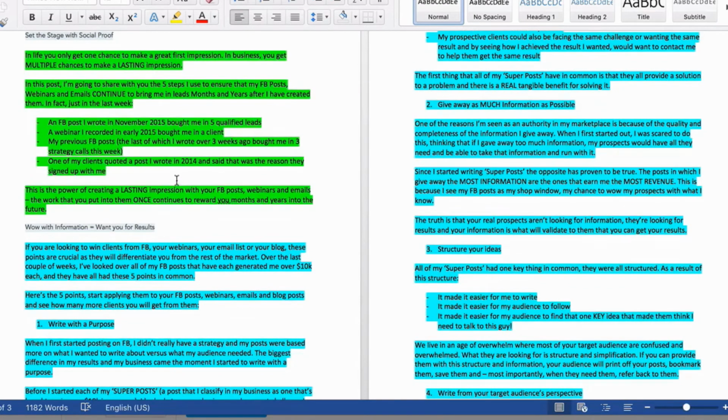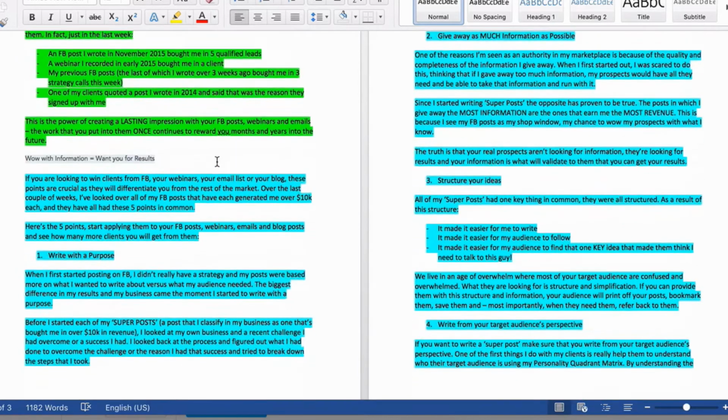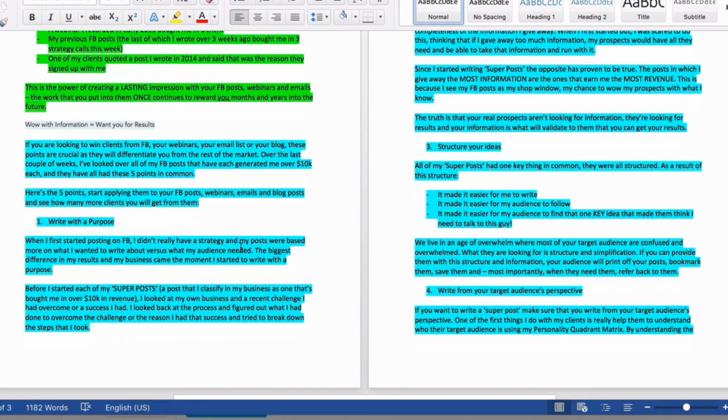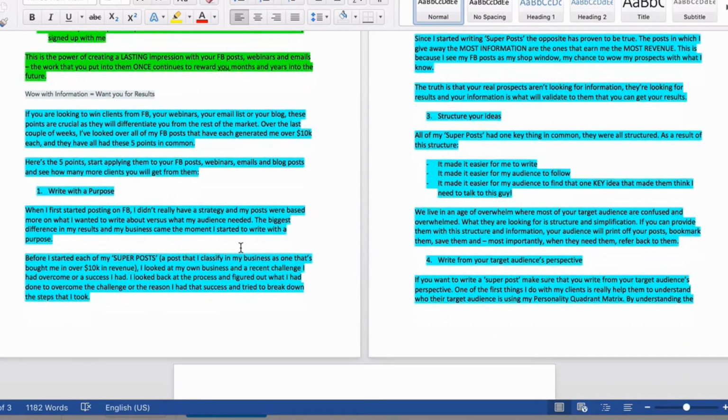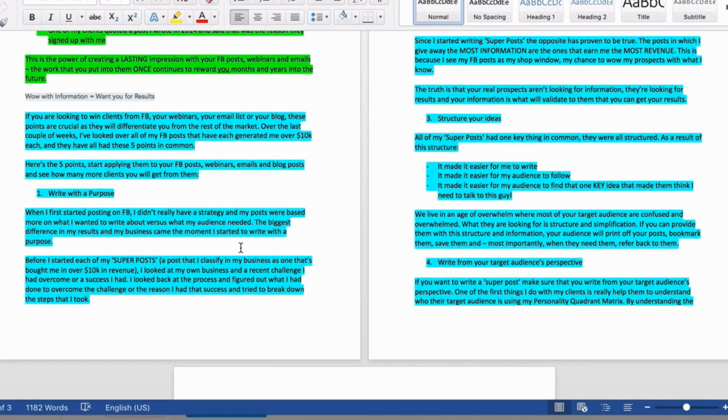Now, once I'd actually got their attention and got them to trust me enough to invest some more time to read the rest of the post, I then went into the information. Now, as you can see with the information, the first thing that you need to realize is that blocks of text, blocks of content is what scares people. People don't like to read long paragraphs.